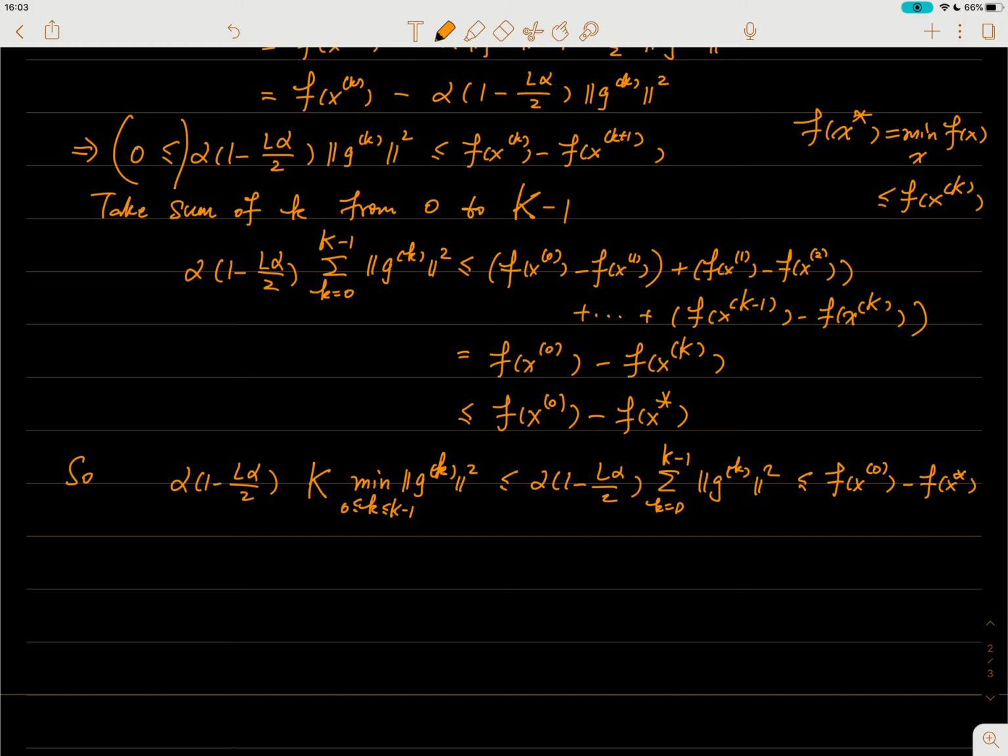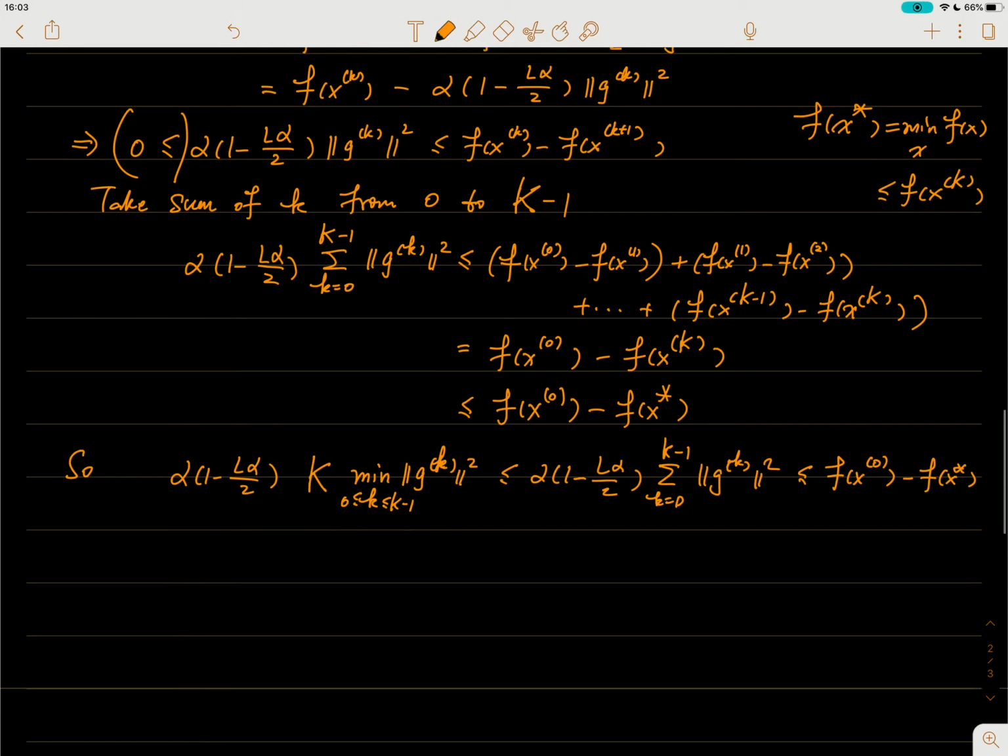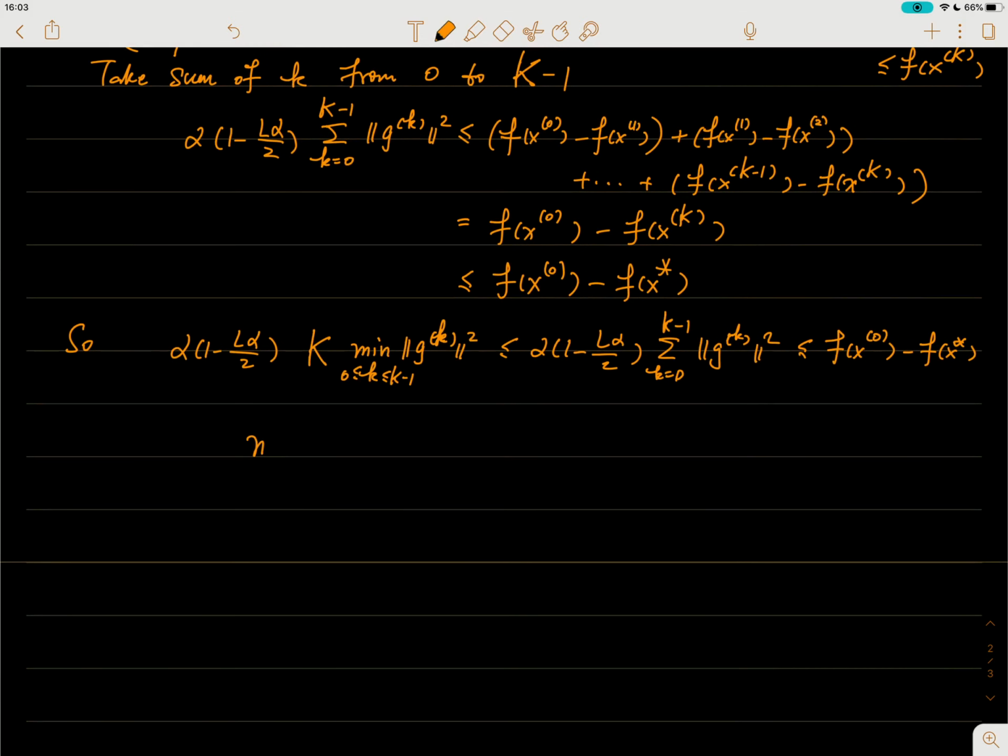So I just keep this on my left, and move this whole thing onto the right. So the minimum value of gk square.